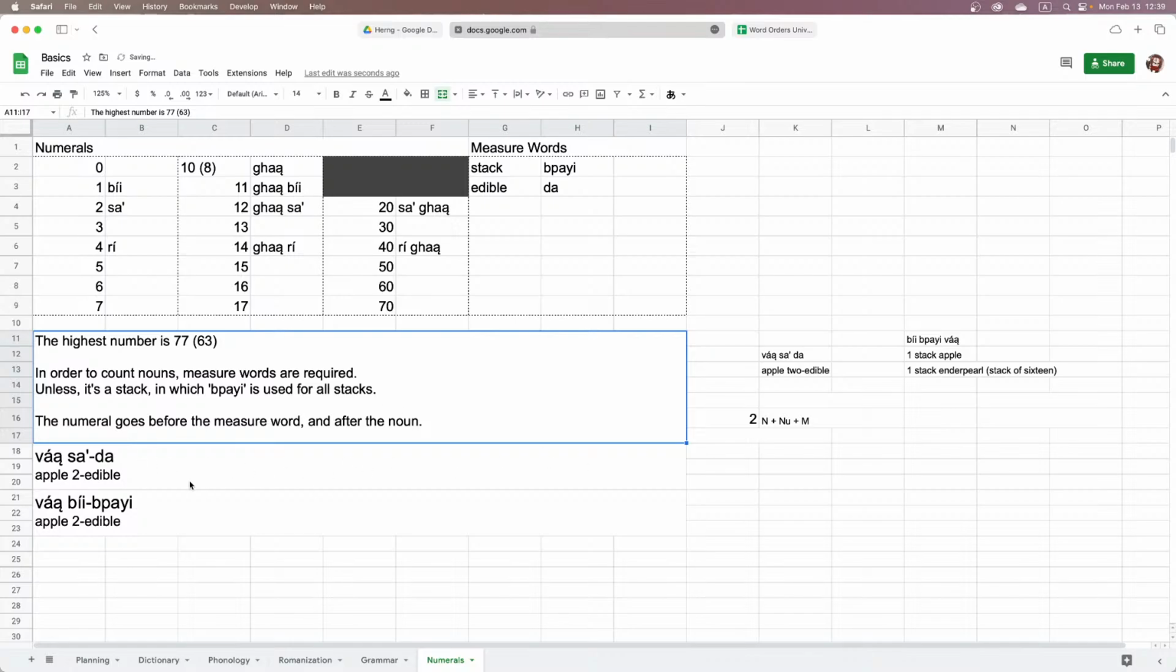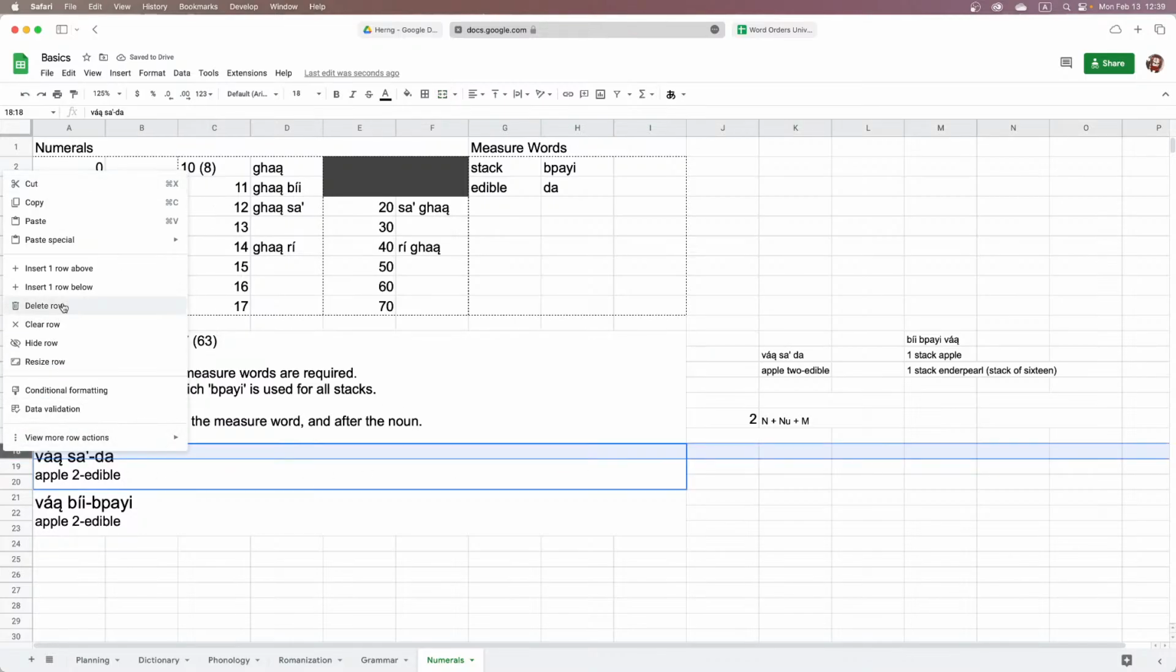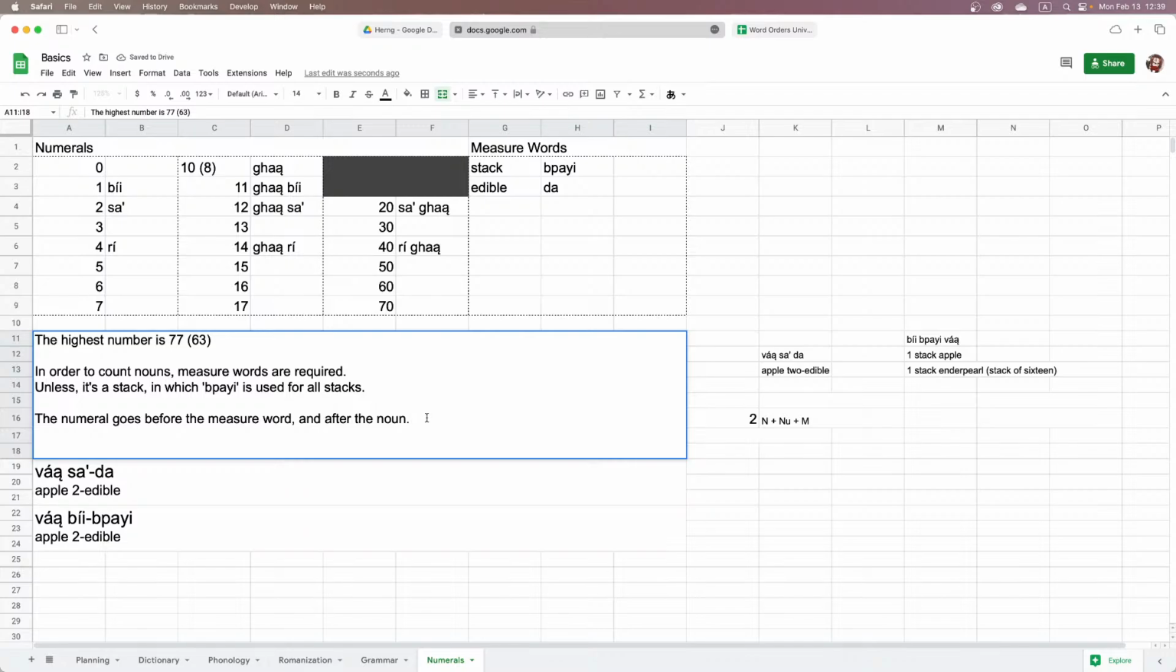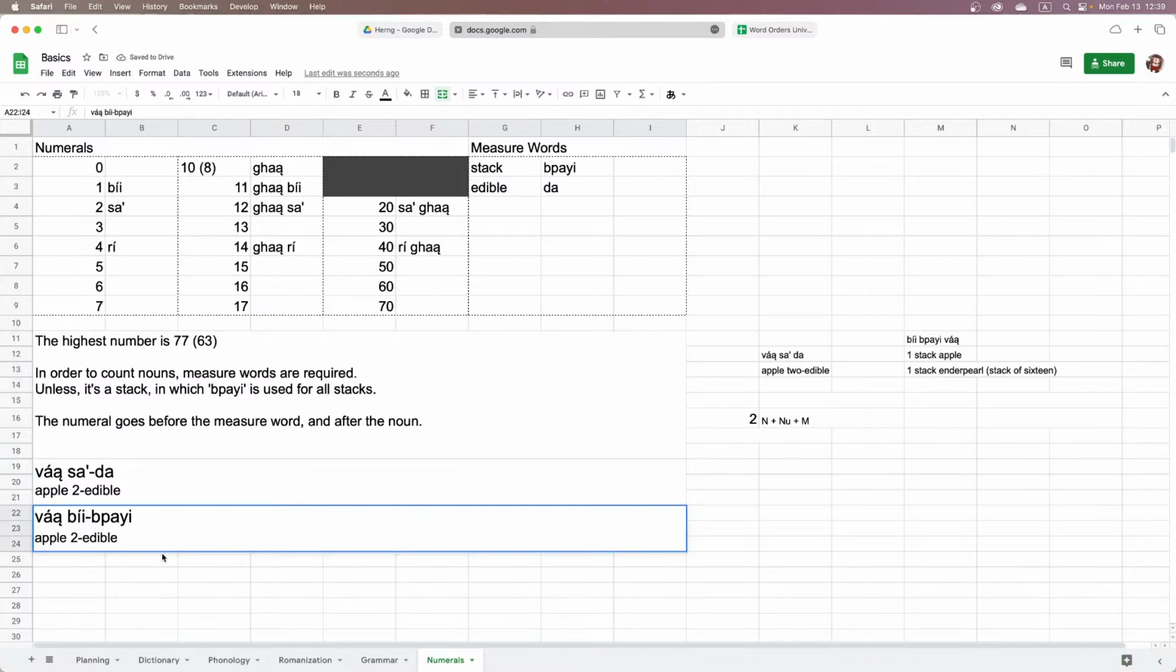I don't understand Google Docs sometimes. I'll just insert a sheet up. That is a much better idea. What if I have 1 stack and 5 apples?